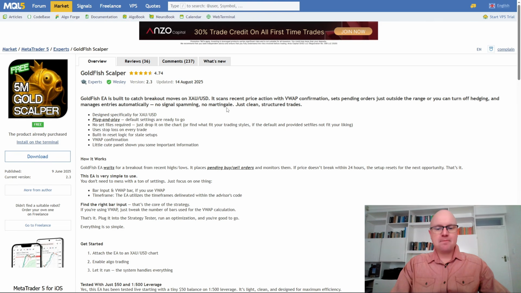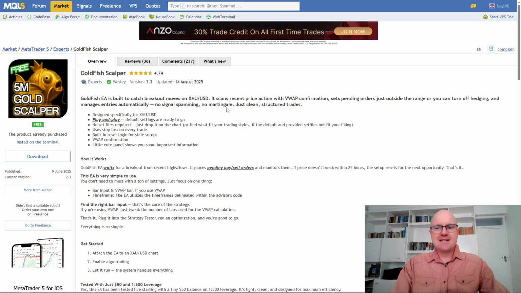Now, GoldFish Scalper is specifically designed for spot gold or XAU USD, and it combines price action with the VWAP or volume weighted average price to determine where to enter pending buy and sell orders in the market. Now, unlike many of the other bots featured on the MQL5 marketplace, this robot doesn't use any martingale or overcomplicated strategy, and each entry has its own individual stop loss.